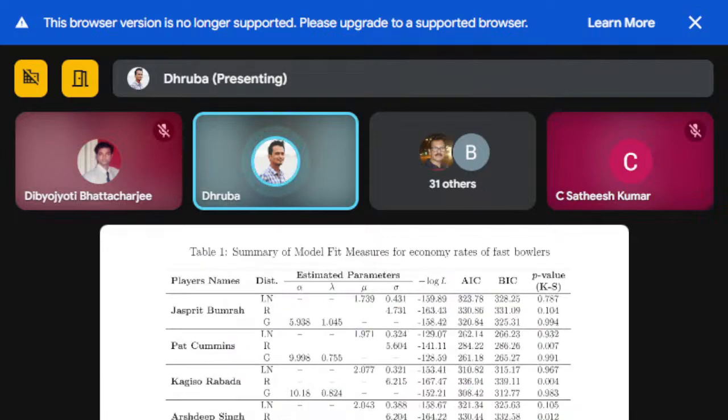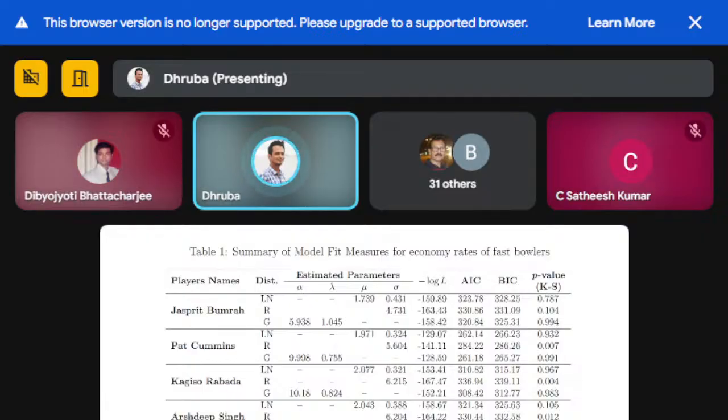The results are summarized in this table, and this Table 1 is only for the fast bowlers. So we have fitted three probability distributions, and these are the estimated parameters and log likelihood values, AIC, BIC, and KS test p-value. From this table, we can see that the gamma distribution is the best fitted model over the other two distributions, log normal and Rayleigh, for all the fast bowlers.